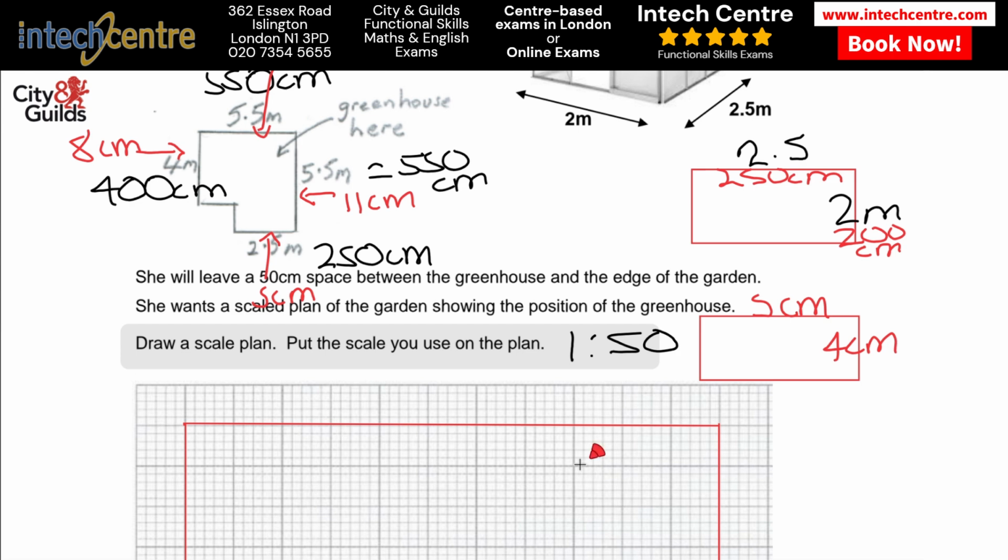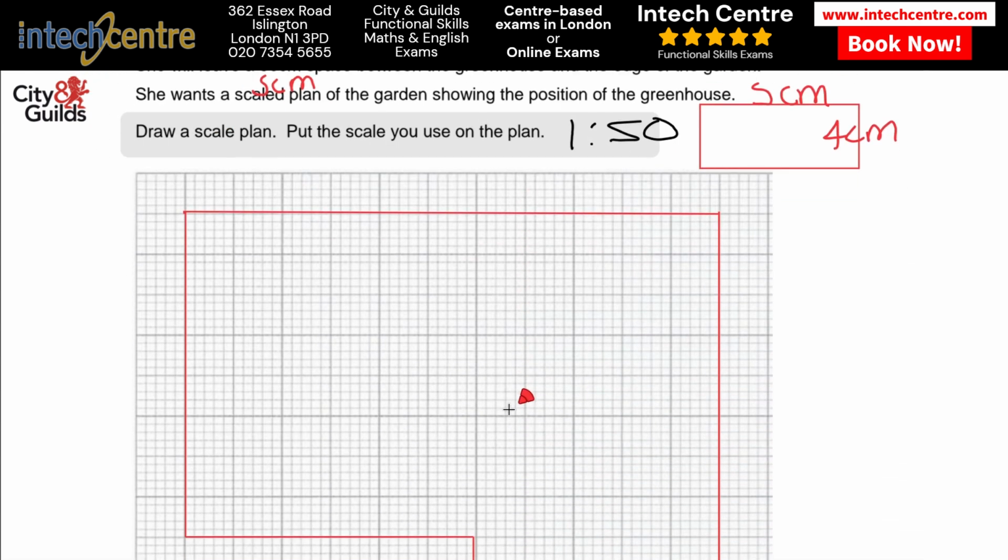Now, we also need to scale in the gap that she's going to leave. She said over here that she's leaving a gap of 50 centimeters. So because she's leaving a gap of 50 centimeters, on our plan we do 50 divided by our scale of 1 to 50. So 50 divided by 50 is 1 centimeter. So in our actual drawing, we're going to be leaving 1 centimeter off the edges.